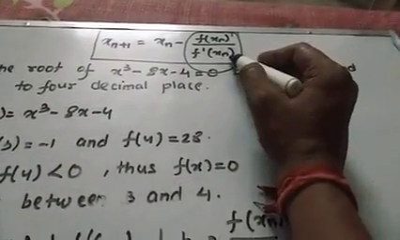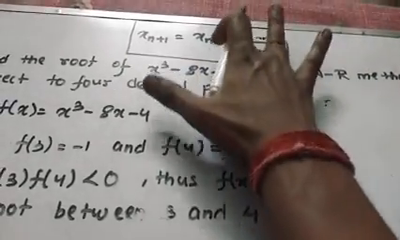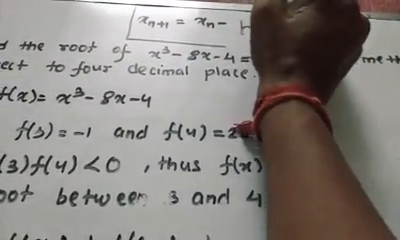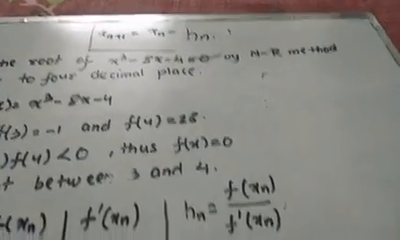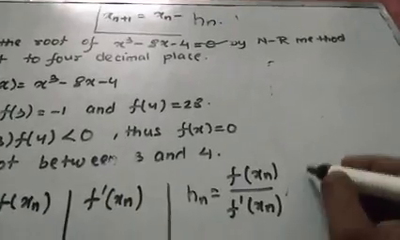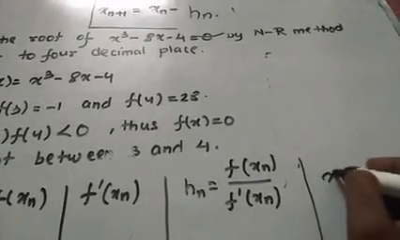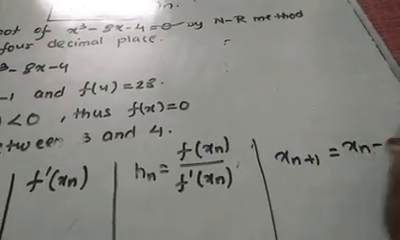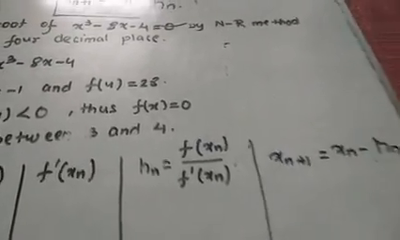Which ratio? We will find that ratio. That means in this place, this will be replaced by hn, because we have denoted hn as f of xn by f dash of xn. So finally, our required formula is xn plus 1 equals xn minus hn. Clear? So this is your required table.